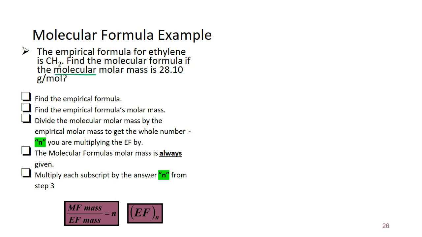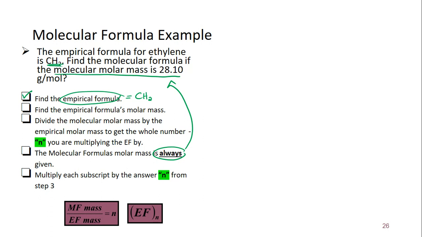So the molecular molar mass has been given to you. That's the number that's always given. That's this right there, okay? The empirical formula you don't have to find for this question because the empirical formula has also been given to you. It's right there. It's CH2, okay? So we have it. Now find the empirical formula's molar mass.